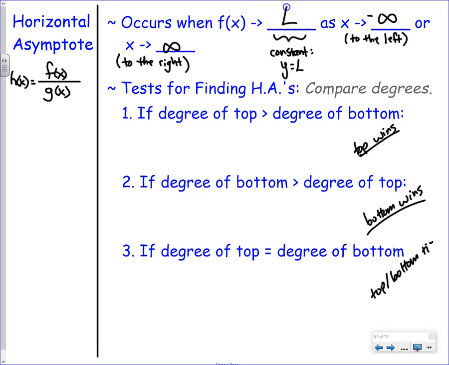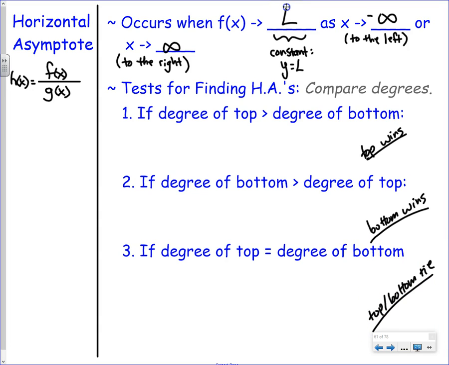Now here's one thing you guys need to get down though. In order to win, it's all about the degree, not the coefficient. It's not about which one has a 10 and which one has a 100, which one has a 7 and which one has a 22. It's about which one has an x to a higher power. It's all about the degree. Just the degree. That's why it's called the degree test. It's all about the power, the highest power of x when you look at the top and the bottom.